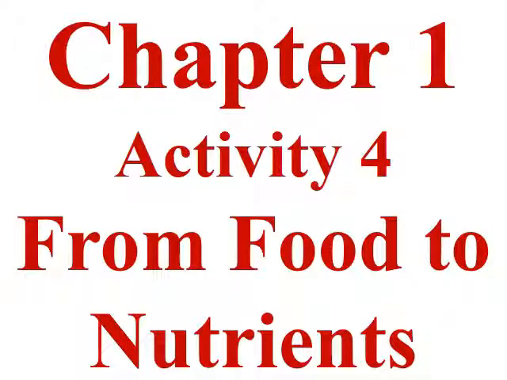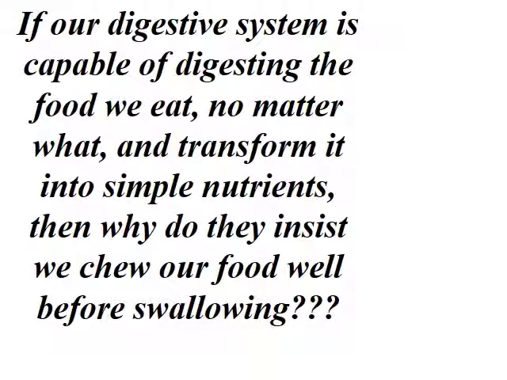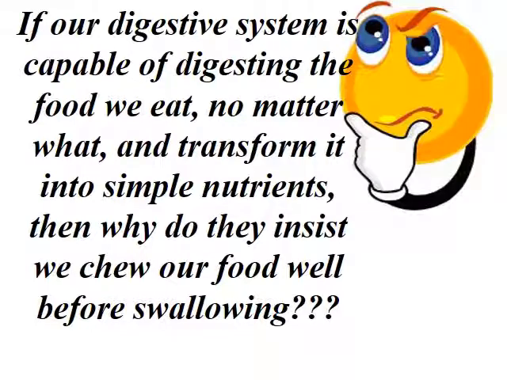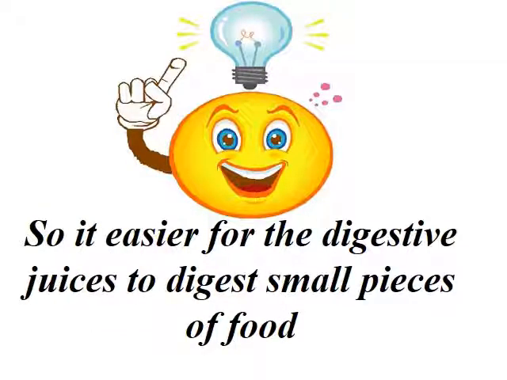Moving to chapter 1, activity 4, from food to nutrients. If our digestive system is capable of digesting the food we eat, no matter what, and transforming it into simple nutrients, then why do they insist we have to chew our food well before swallowing? It's easier for the digestive system to digest small pieces than large pieces. This is the big answer here.